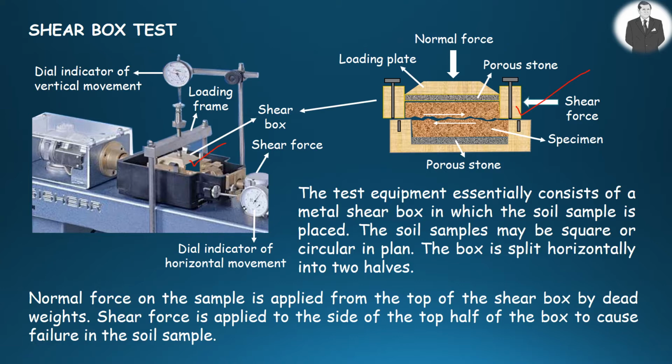Normal force on the soil sample is applied from the top of the shear box through a loading frame using dead weights, and the shear force is applied through a motor running at a constant rate to the side of the top half of the shear box to cause the soil sample to fail. Here, we just briefly explain the main points of the test. You can find the details in the related manuals.